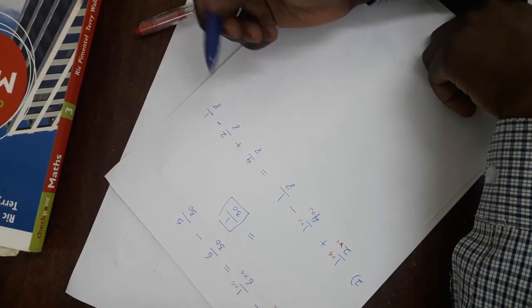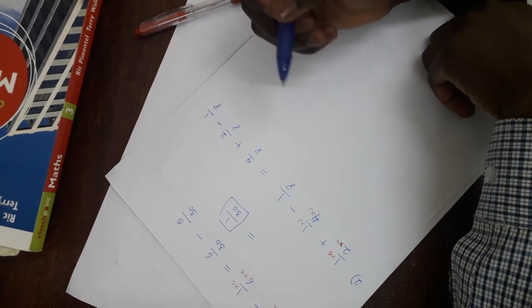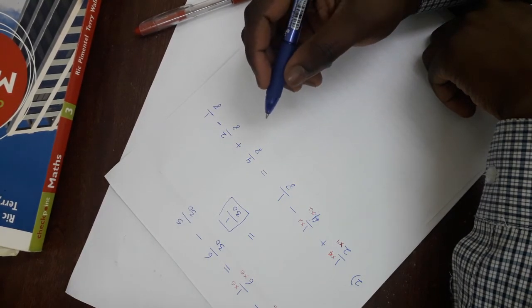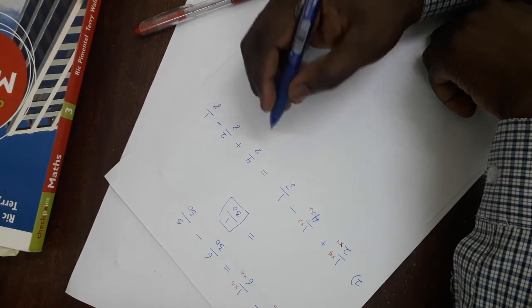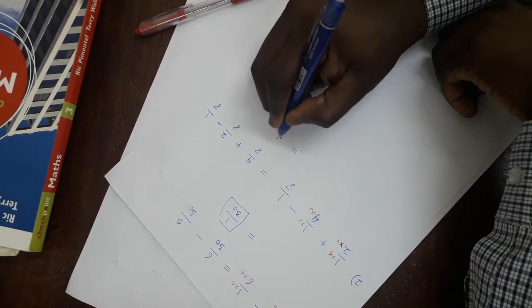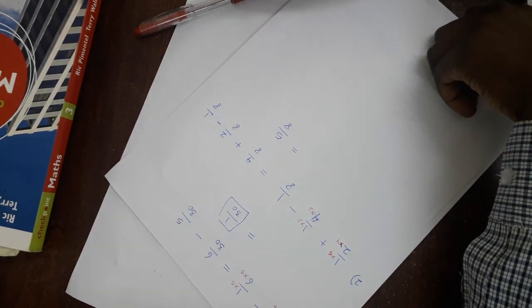Now it is easy because the denominators are the same. I can add and subtract the numerators. So 4 plus 2 is 6. 6 minus 1 is 5. So my answer will be 5 divided by 8. My answer is 5 over 8.